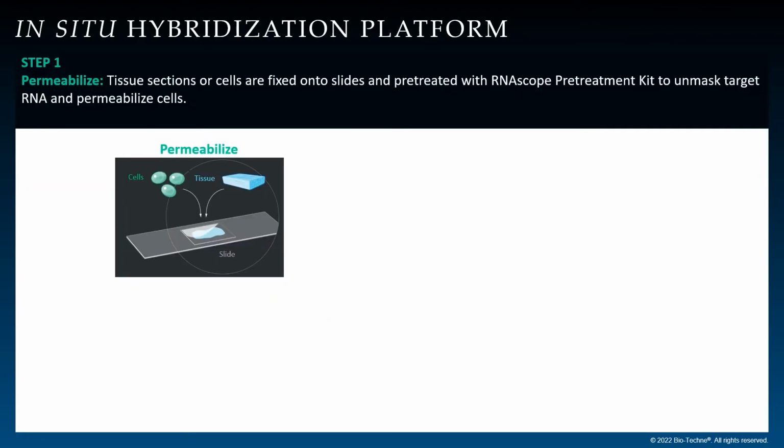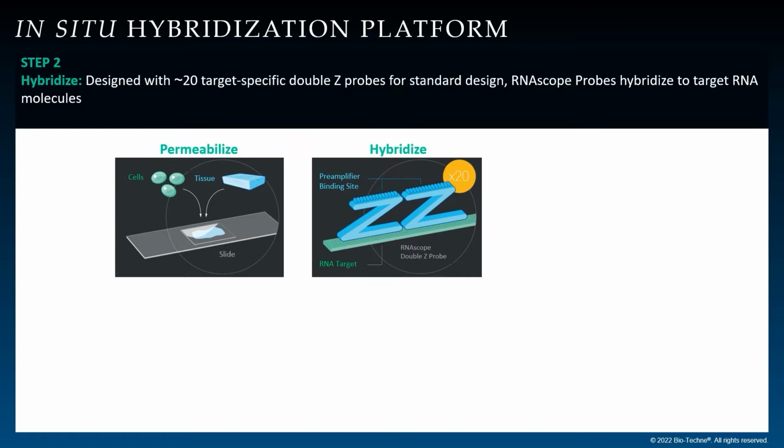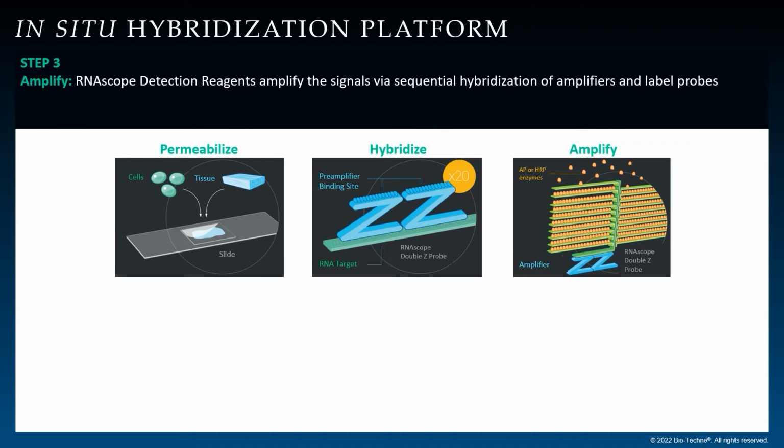In the first portion of our assays, tissue sections or cells are fixed onto slides and pretreated to unmask target RNA molecules and permeabilize cells. Then, stable oligonucleotide probes hybridize to target RNAs. RNAscope uses pools of small Z probes that bind to the target RNA in pairs. These double Z probes form anchor points for the amplification trees. Next, the amplification protocol builds the scaffold in a stepwise manner.